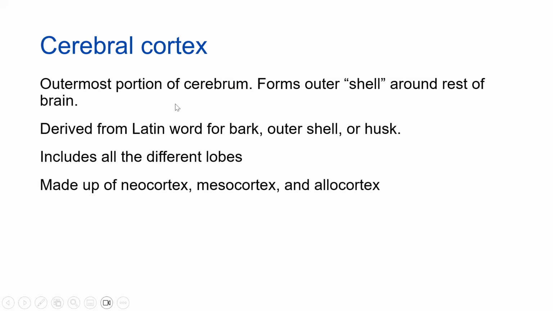Cerebral cortex is the outermost portion of the brain. It forms an outer shell around the rest of the brain, and for that reason, its name is derived from the Latin word for bark, outer shell or husk. It includes all the different lobes, and it's made up of the neocortex, mesocortex, and allocortex, but really we're going to get more into the neocortex later. The cerebral cortex is also the more recently evolved part of our brain. And so for that reason, it'll be involved in cognitive abilities and so on.